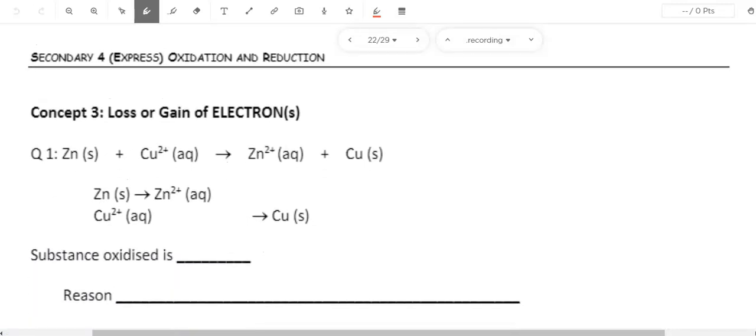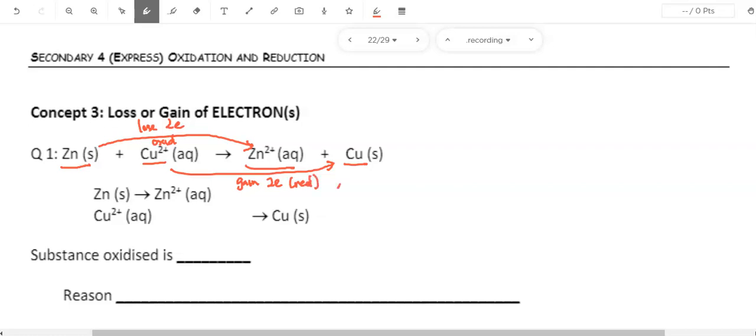Okay, so now let's go on to the third concept over here about loss and gain of electrons, Zn to Zn2 plus. So for Zn to become Zn2 plus, we know that it loses 2 electrons. If we lose 2 electrons, actually it's oxidation. So lose electrons is oxidation. Cu2 plus to Cu. So this is actually gain electrons. To be more precise, it's gain 2 electrons. So this is actually reduction.